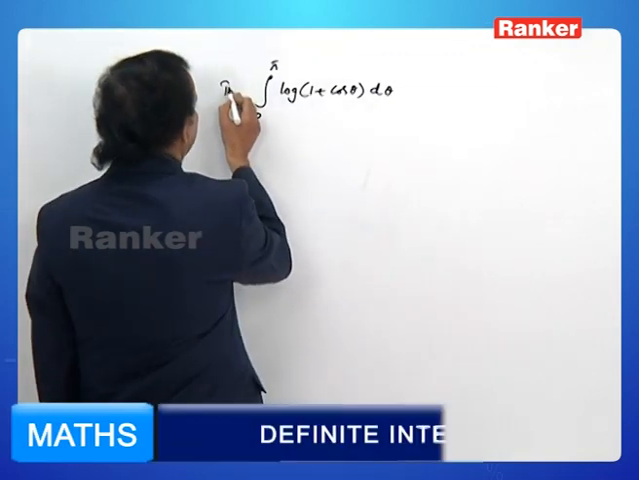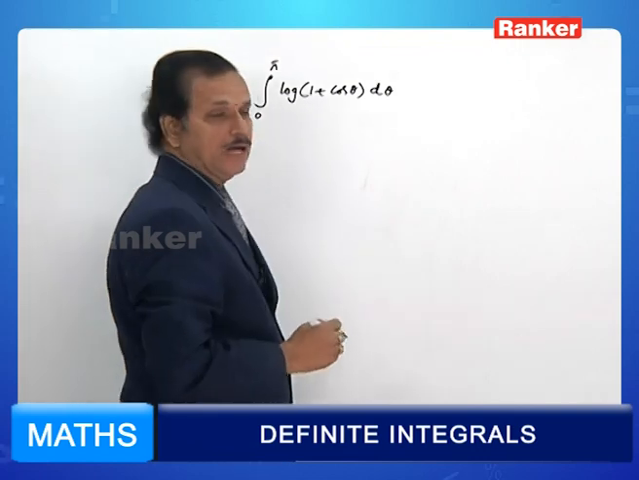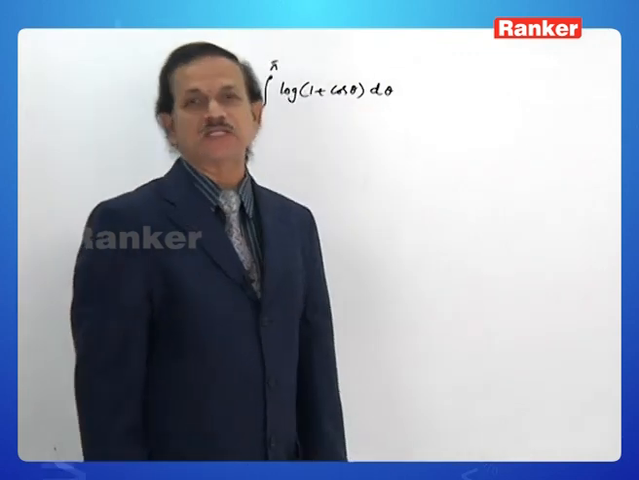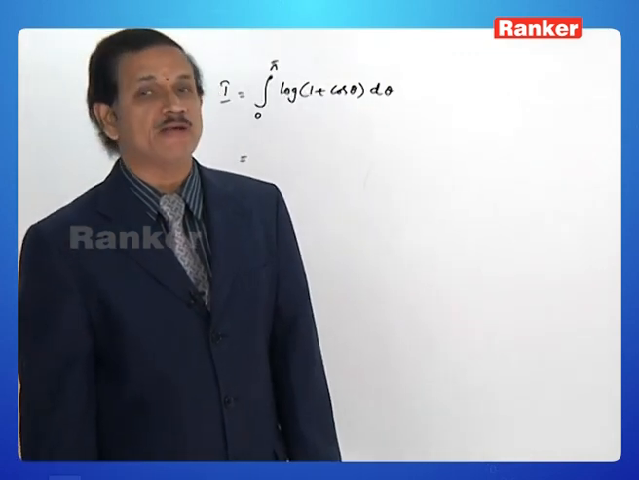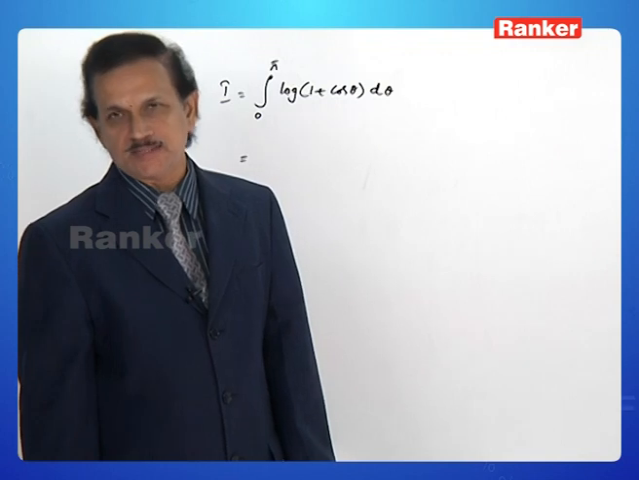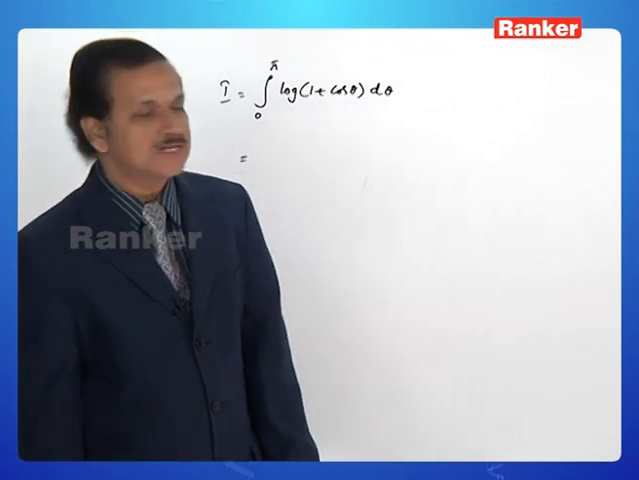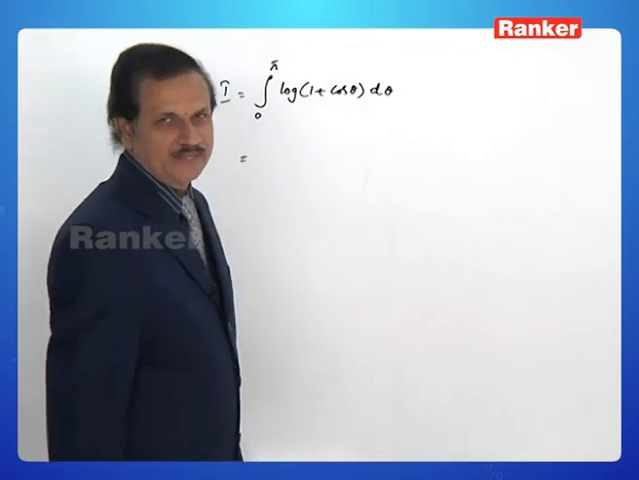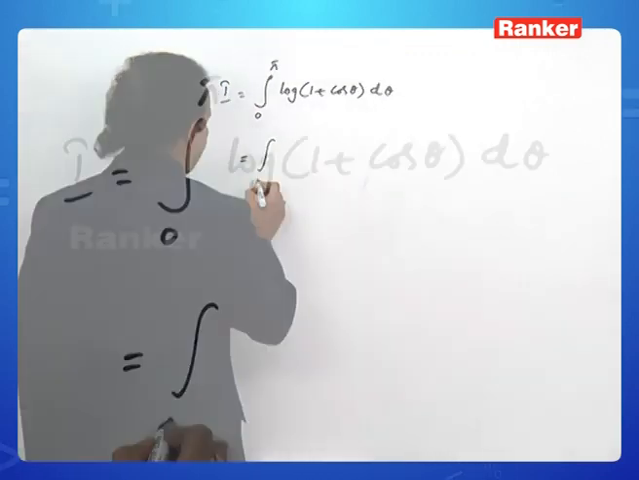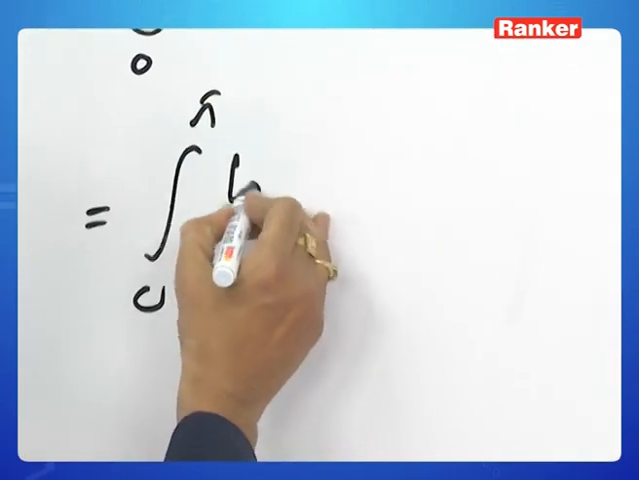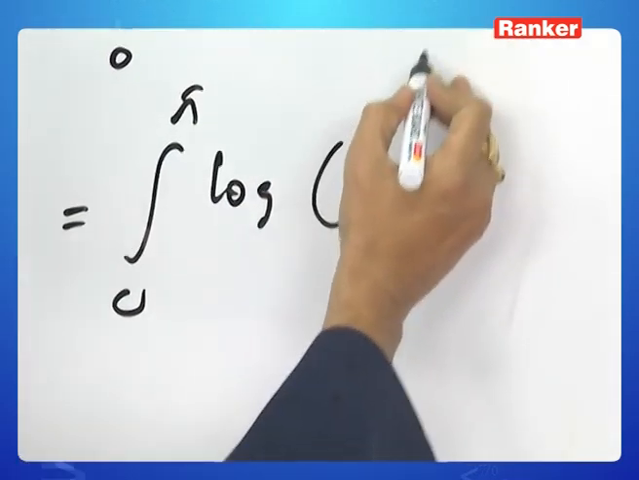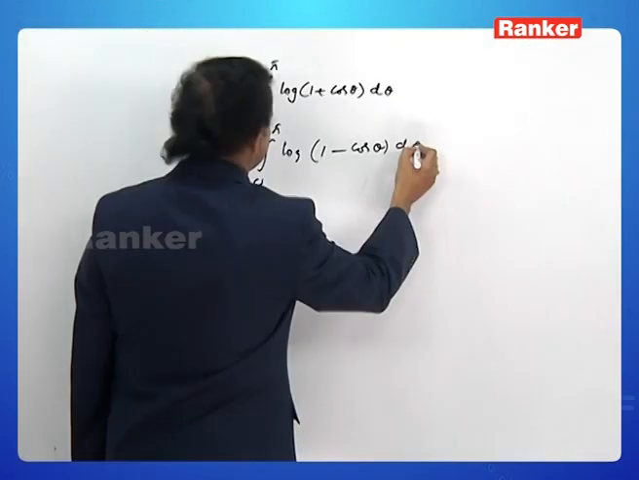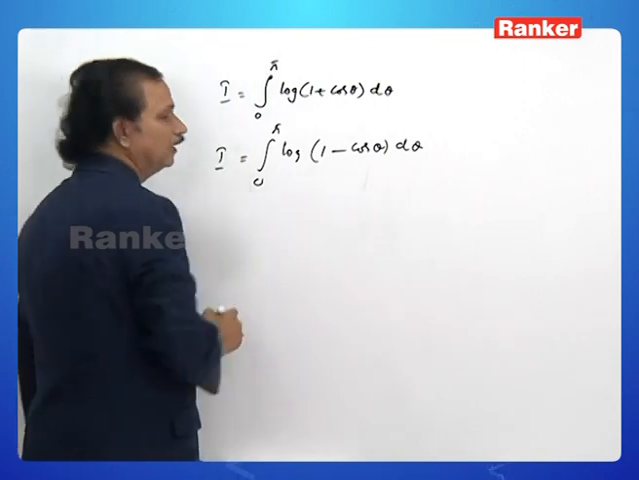The next problem, integral 0 to pi log of 1 plus cos theta. Let me call this I. Now let us make use of the formula. Integral 0 to a f of x dx is equal to integral 0 to a f of a minus x dx, that is x can be replaced by a minus x. Of course, in the present problem we can write pi minus theta in the place of theta. What happens? Let us see. Integral 0 to pi log of 1 plus cos of pi minus theta, that is minus cos theta, d theta. This is I. Well done.